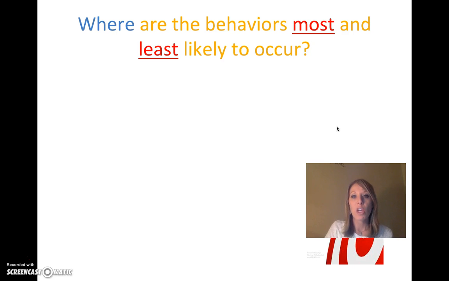For example, you might find that a student is more likely to exhibit a behavior during unstructured times like recess and playground and in the cafeteria. And then you might find it's least likely to occur during structured activities like small group reading or math instruction with the teacher. That tells you something. That tells you the type of environment you might want to emulate when you create your behavior intervention plan.